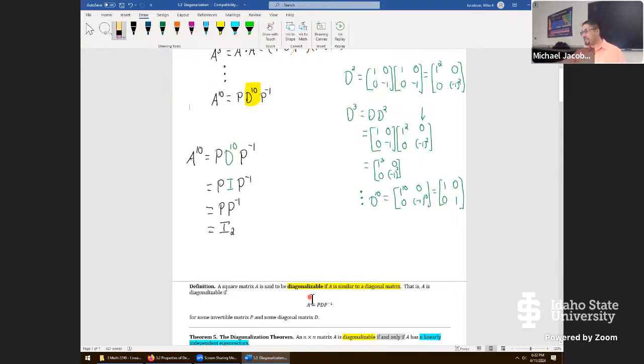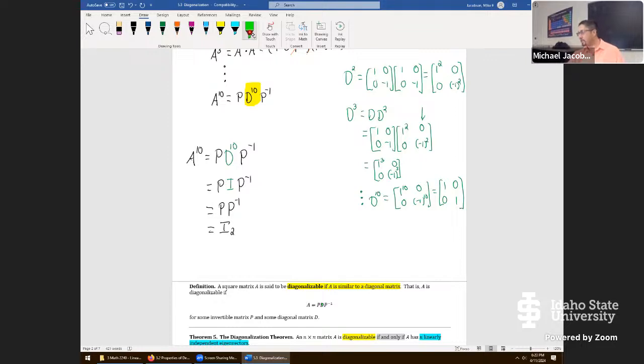But we'll say a matrix A is diagonalizable if it is similar to a diagonal matrix. So in other words, diagonalizable means A looks like this, just like we were working with above, where P has to be invertible and D is diagonal.